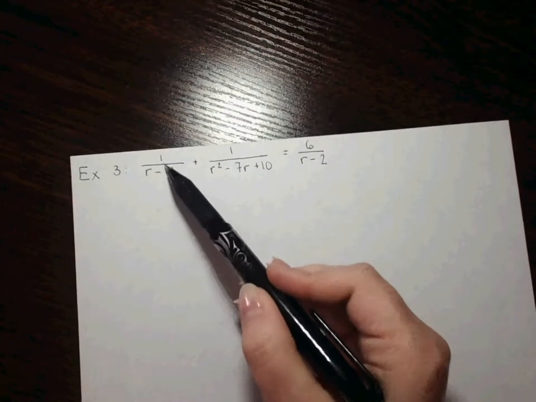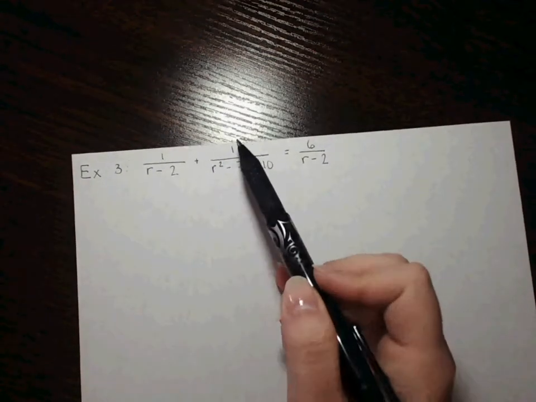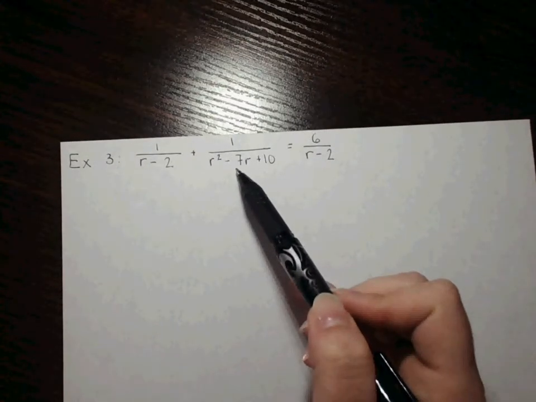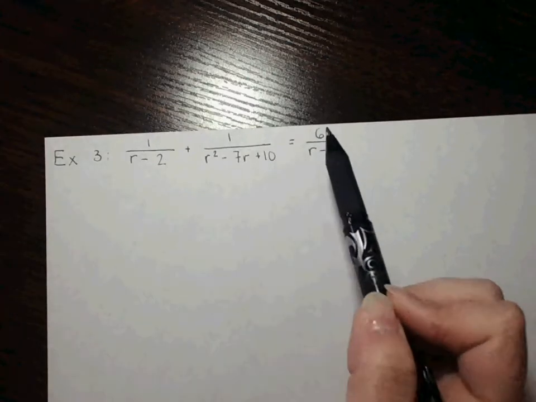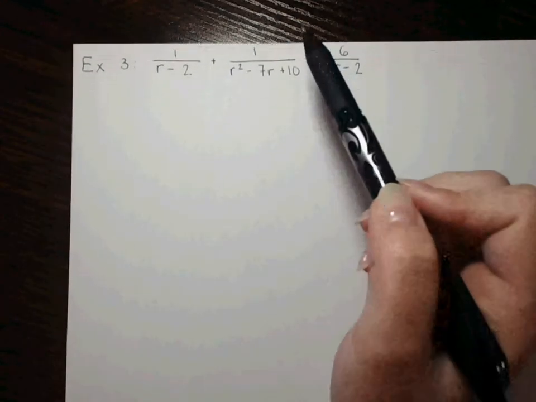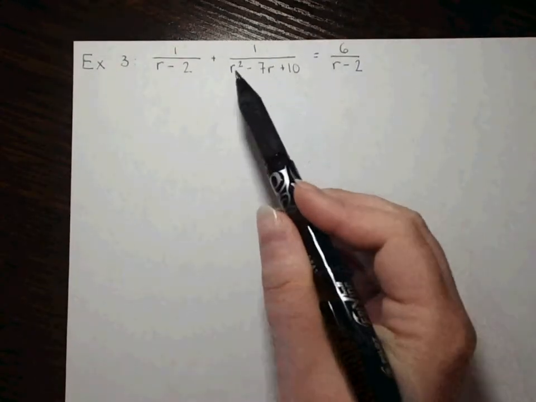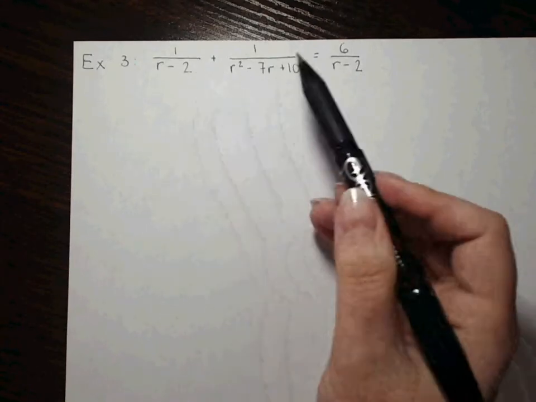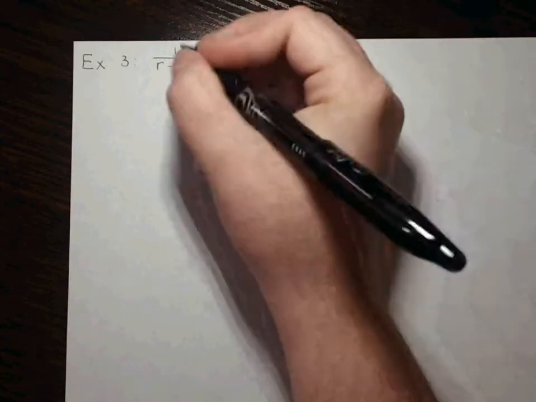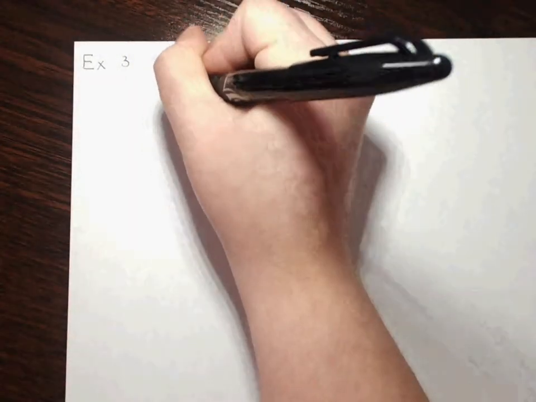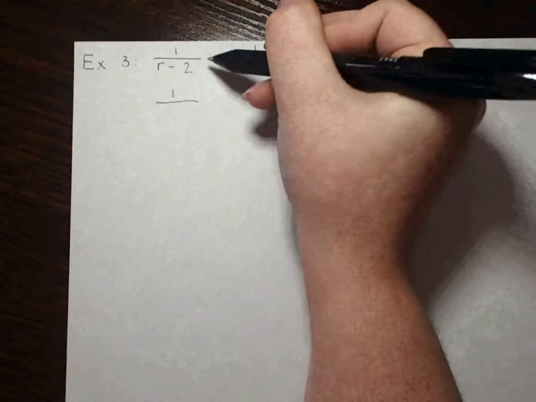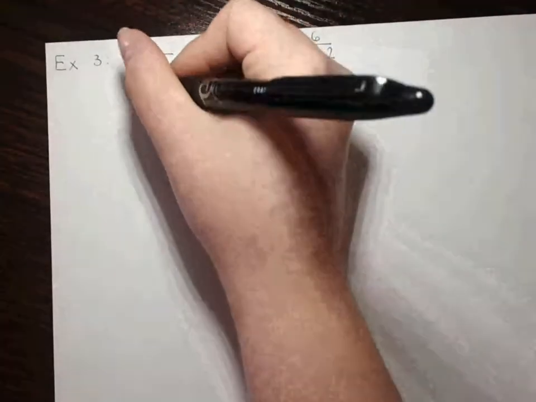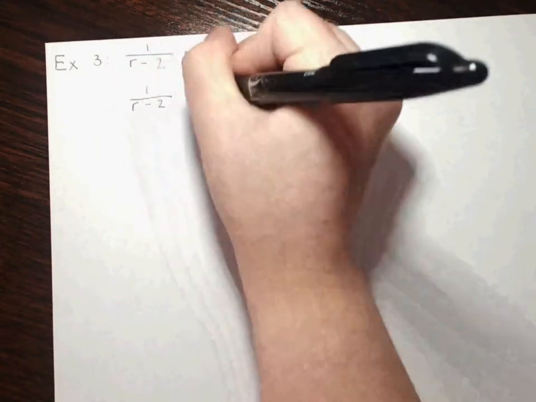So we have 1 over r minus 2 plus 1 over r squared minus 7r plus 10, and that's equal to 6 over r minus 2. So what I see right here is something that I can factor, so then I can identify if it has an r minus 2 or if it's missing that piece, and I have to add that into my denominator. Because again, I have addition here, so I'm going to choose to find that least common denominator and then set the numerators equal to each other once I have that.